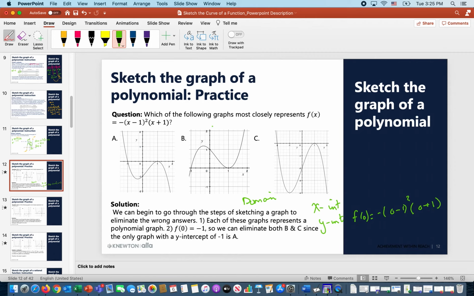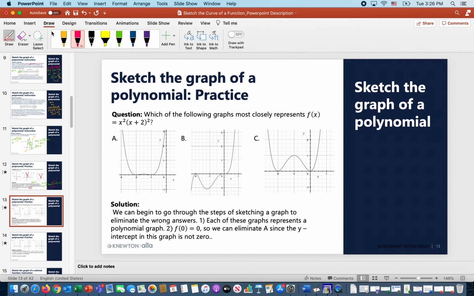This whole term right here is going to turn into a positive 1 times positive 1, but think about this negative out front. So f of 0 equals negative 1. Well, if you look right here, when x is 0, our y value is way down here. This couldn't be our choice. When you plug in 0 for choice B, right, you notice that the y value here is positive 1. That can't be my answer because my answer has to have the point 0, negative 1. So we have choice A.